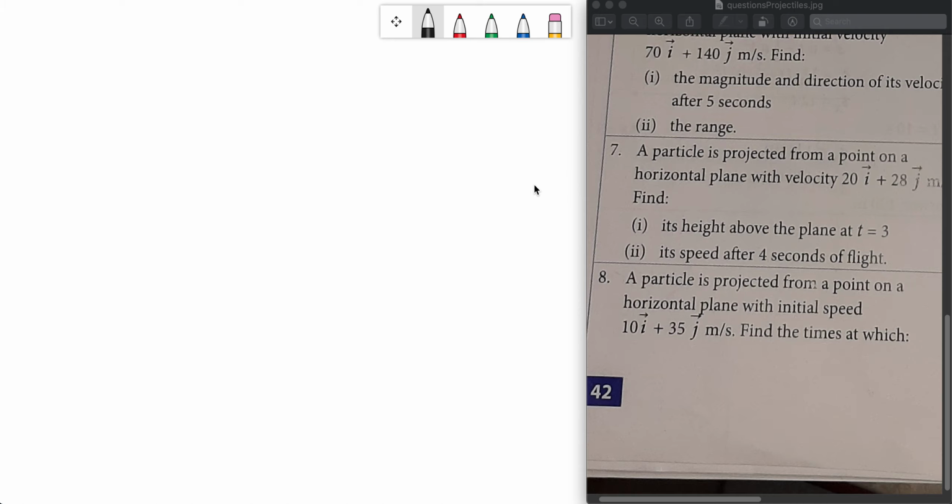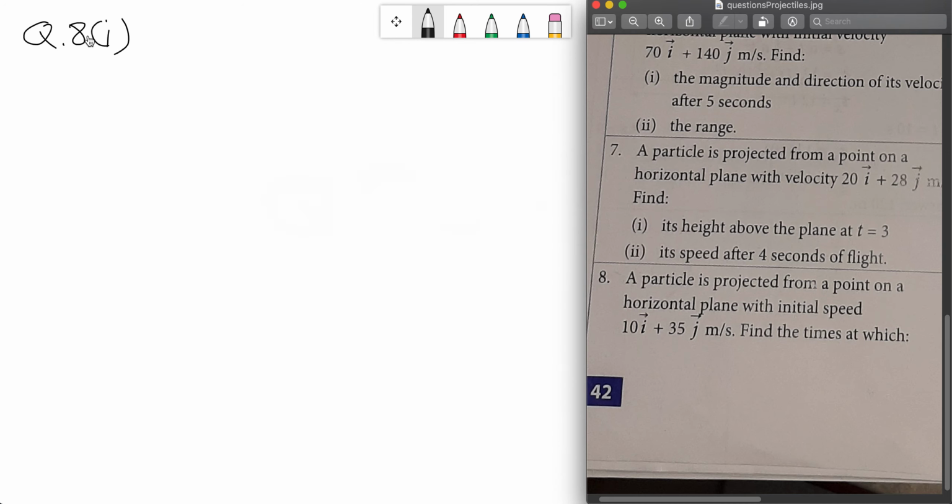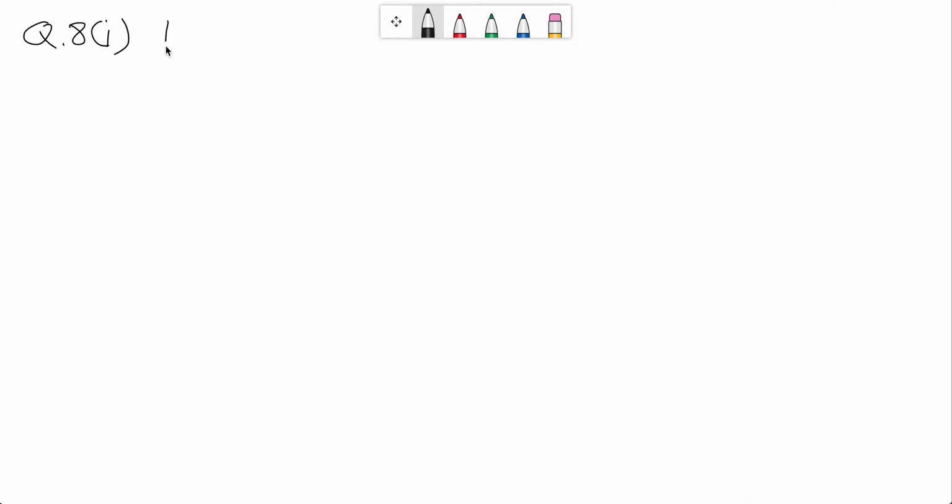Okay, so we're looking now at question 8. So just write, say this is question 8, part 1. And just to get started, a particle is projected from a point on a horizontal plane with an initial velocity of 10i and 35j. Find the times at which. Okay, so it's 10i and 35j, that's important.